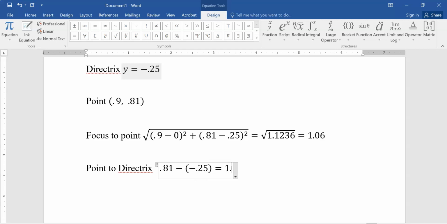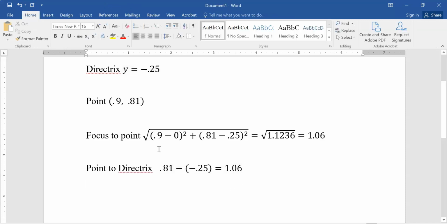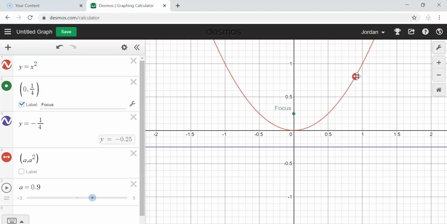And sure enough, you get 1.06. So the distance from the focus to the point is exactly the same as the distance from the point to the directrix. And that's going to happen no matter which point on here we pick.